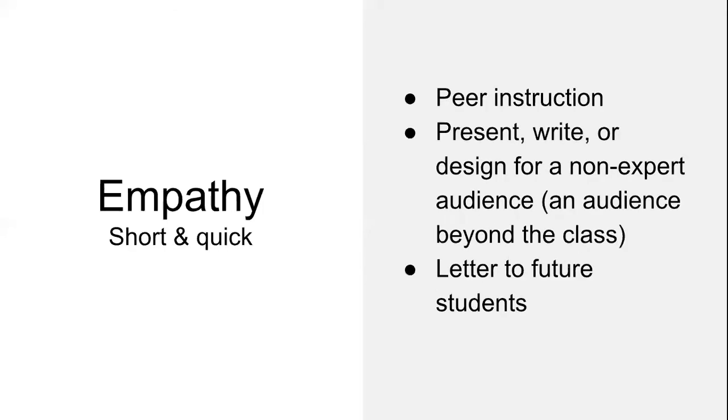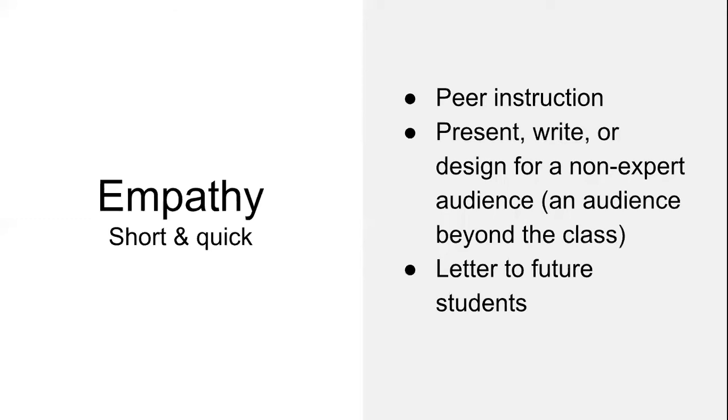Yeah. So some things that you can do that are quicker include things like peer instruction, because you're starting to develop empathy with a peer in your class, because you're trying to explain something to them or understand what point of view they're coming from, and why they might not agree with you. You can present, write, or design something for a non-expert audience.